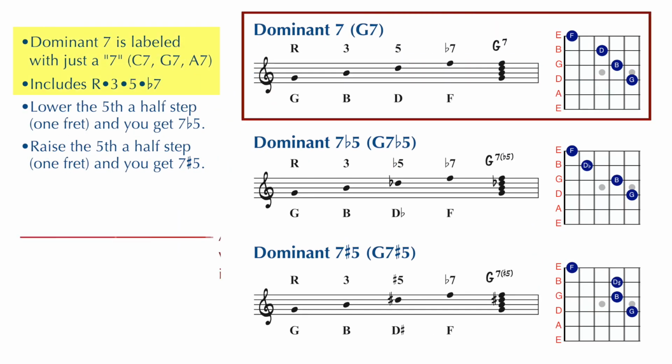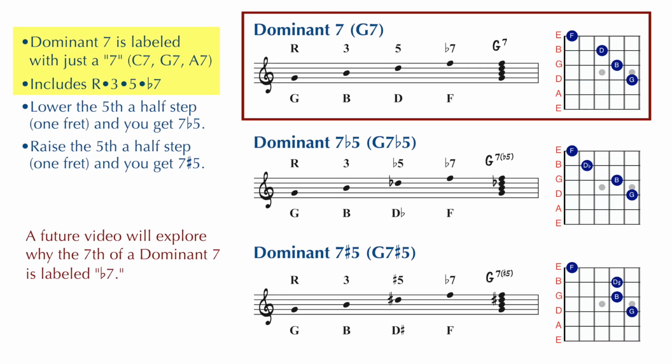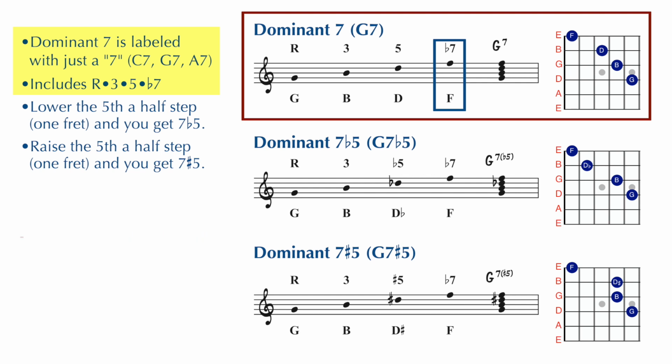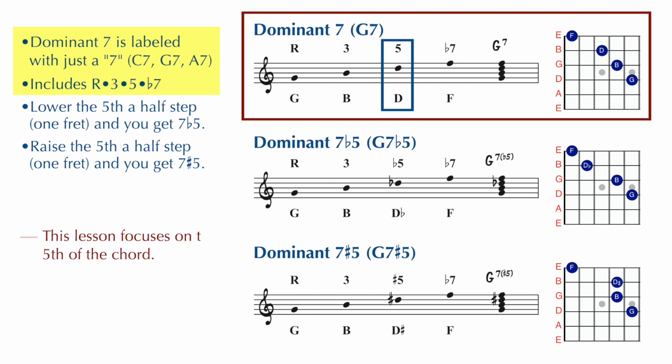I'm going to show how you can change a dominant 7 chord into a 7 sharp 5 or a 7 flat 5. Here's a dominant 7 chord, also just called a 7th chord. It has a root, 3rd, 5th, and a flat 7. It's labeled as flat 7 because it's 1/2 step lower than a major 7th, and I'll talk about that 7th in a future video. In this lesson, we're going to zero in on the 5th of the chord.